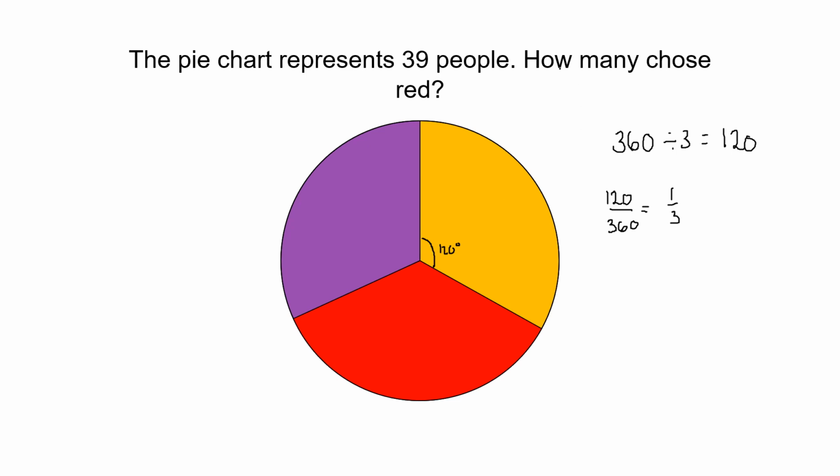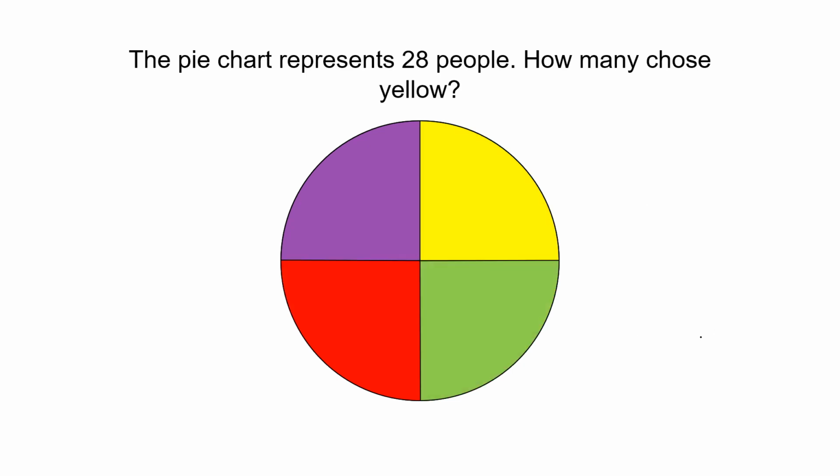Now the question asks us how many chose red. So we know that red is also 1/3. We know a total is 39 people, and we have to multiply it by one of our sections, which is a third. So we do 39 multiplied by a third, and it gives us an answer of 13. Another way you could have done it is 39 divided by 3, which would also give you an answer of 13.